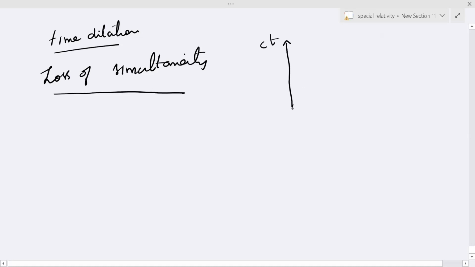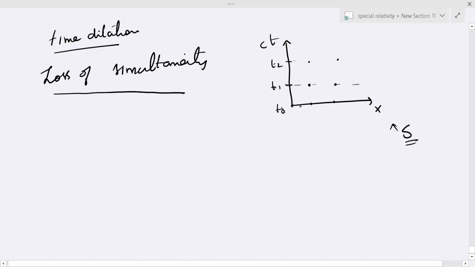So we have got ct and we have got x. This is the viewpoint of observer S, the coordinates of observer S. Two events happening along this line are simultaneous. If you take a line parallel to the x-axis, these events are all simultaneous, at the same time. Let's say this is t0, t1, t2. This line corresponds to ct equal to a constant, or time equal to a constant.